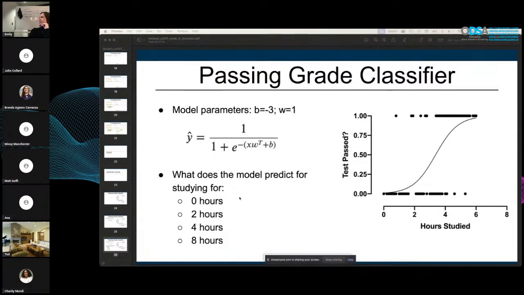So, what does the model predict here? Just in terms of reading this graph, what do you think the model predicts for studying for 0 hours?